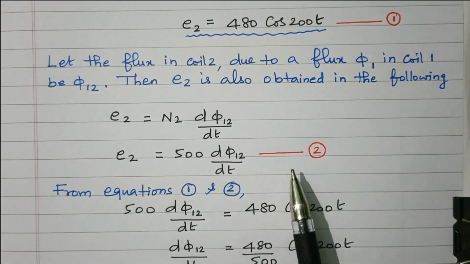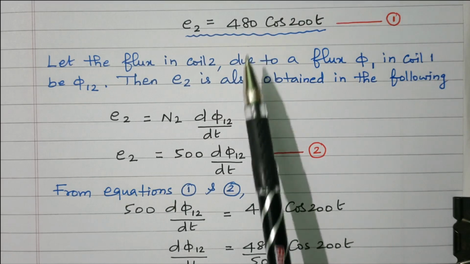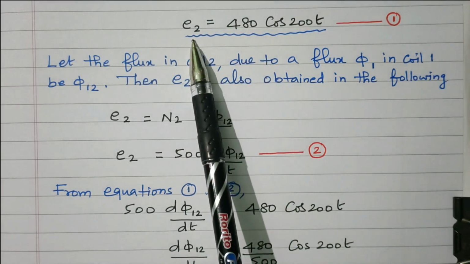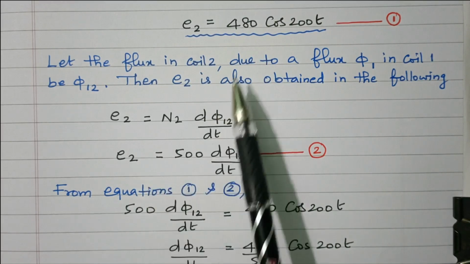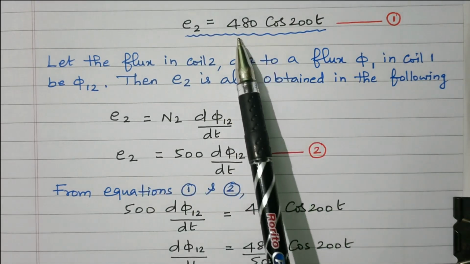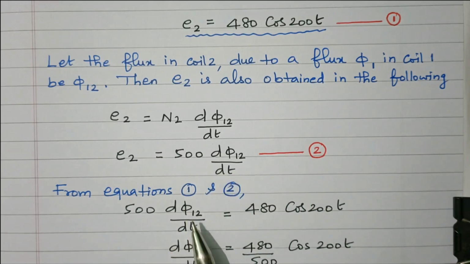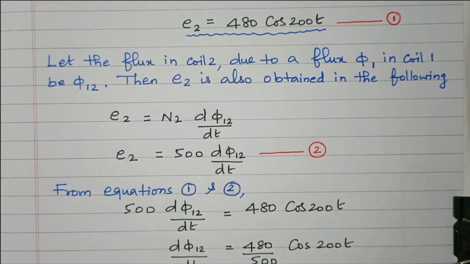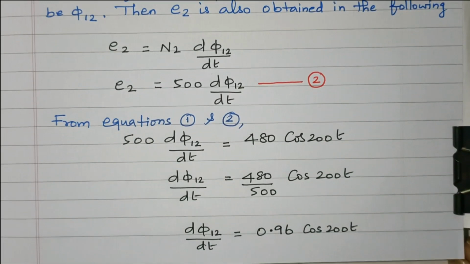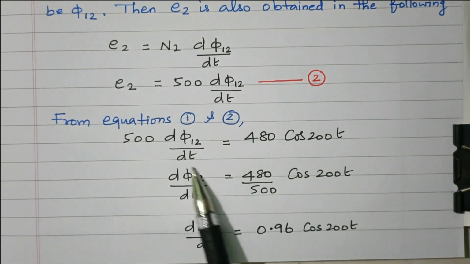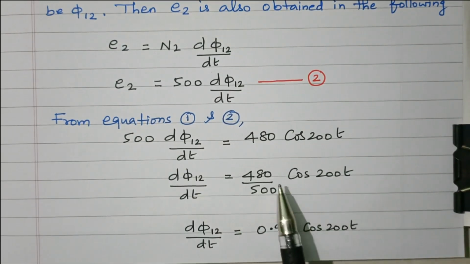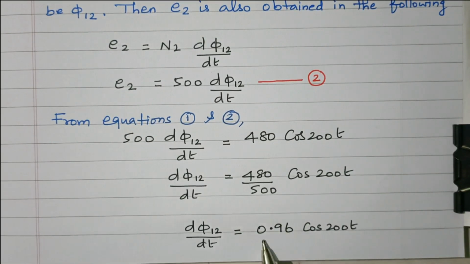We'll call this equation 2. So we have equation 1 and equation 2, both giving the EMF in the second coil. So we can equate these two terms, the left-hand sides. So 500 dφ12 by dt equal to 480 cos 200t. For further simplification, bring this 500 to the denominator on the other side. So 480 divided by 500 is 0.96 cos 200t.